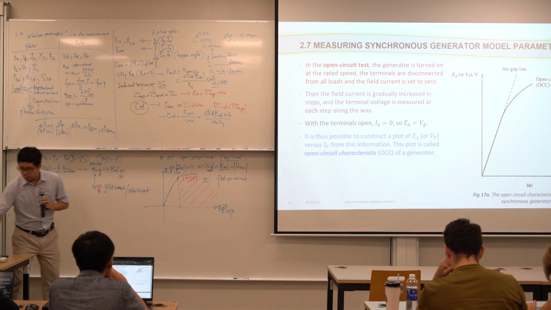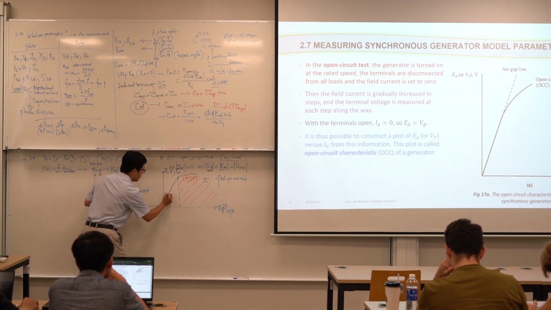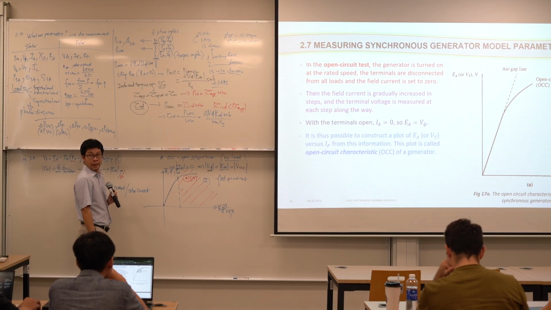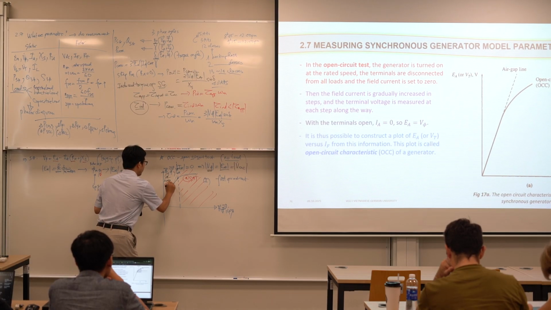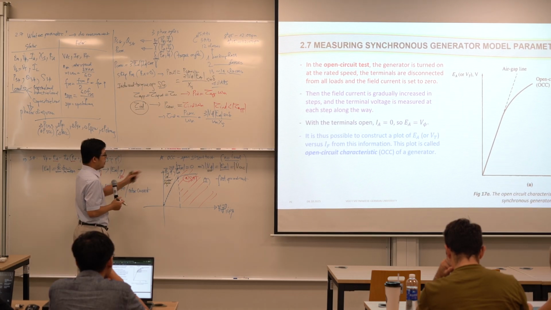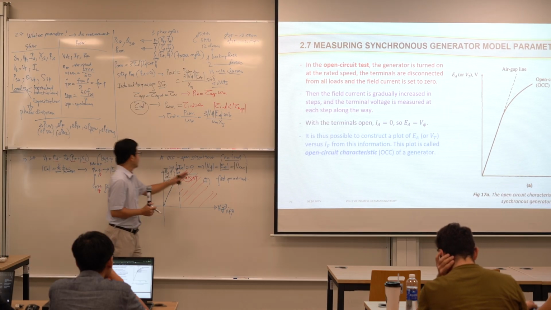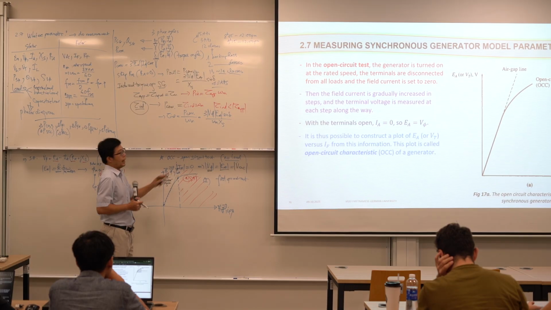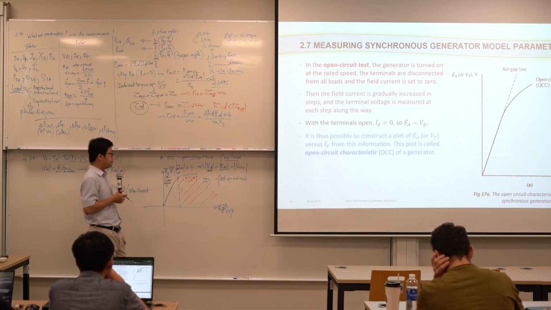And this one is linear, right? Linear relationship. Here is the linear region. So this is a linear relationship. So if we know IF, we can know phi or IF or EA. Okay, is it clear?